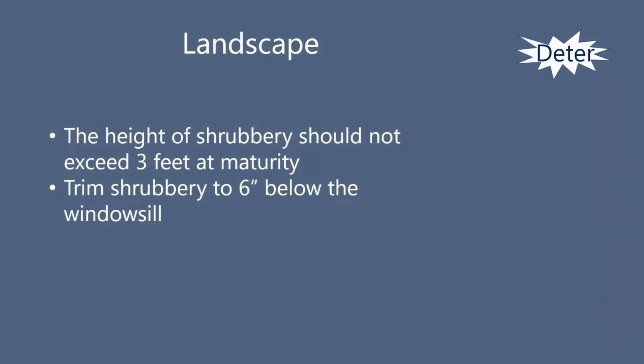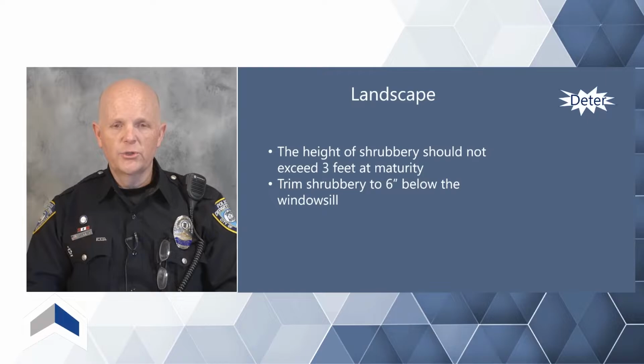Any shrubbery that you have should be kept trimmed to 3 feet. And any landscaping up around the windows of the building should be trimmed to 6 inches below the windowsill. So again, you're preventing that opportunity for a criminal to have a place to go in and hide and try to gain access to your building.